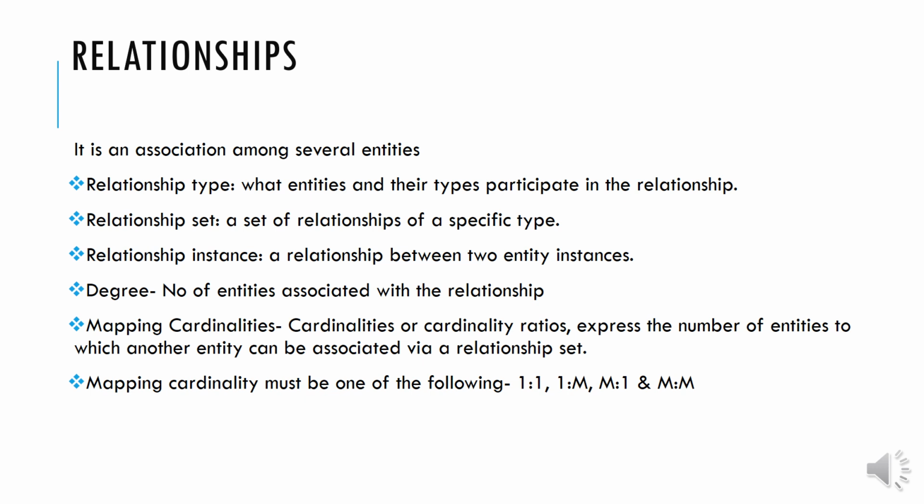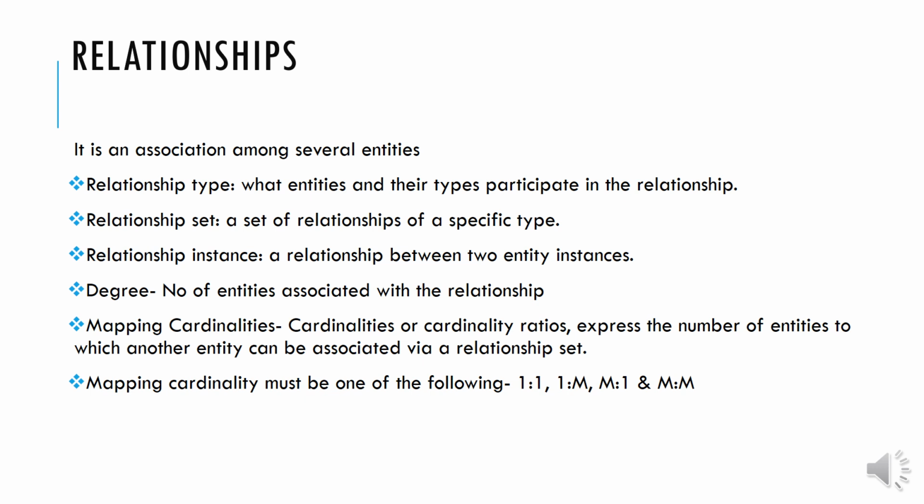For a binary relationship between entity sets, we can take an example as A and B. The mapping cardinalities can be of different types: one to one, one to many, many to one, and many to many. For one to one, an entity in A is associated with at most one entity in B, and an entity in B is associated with at most one entity in A. This is known as one-to-one mapping cardinality.